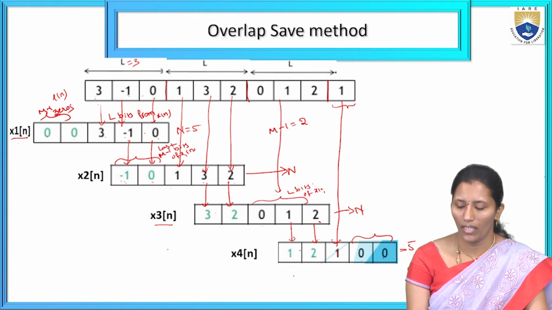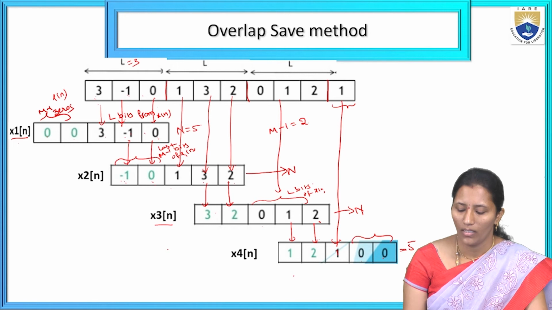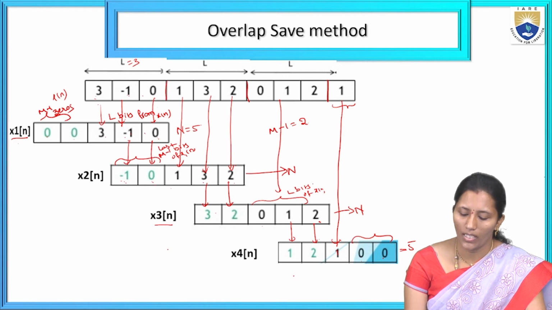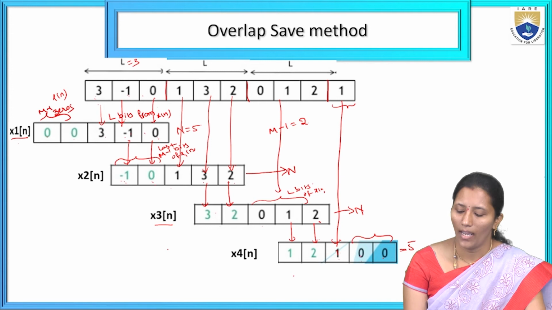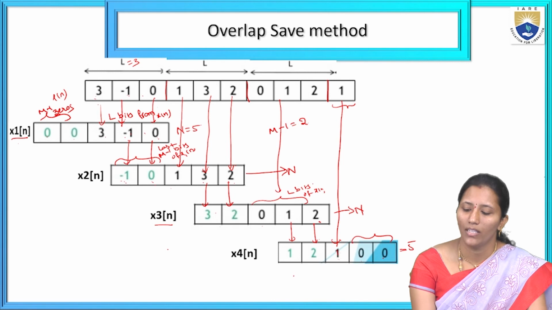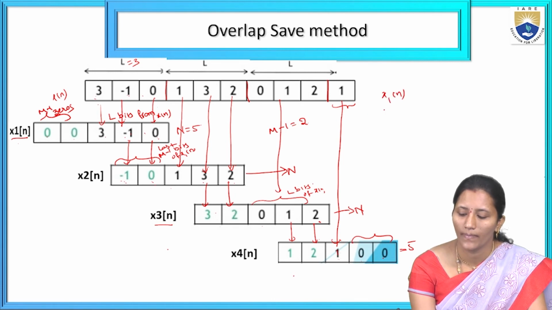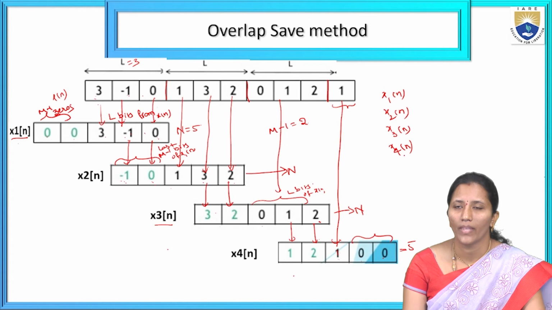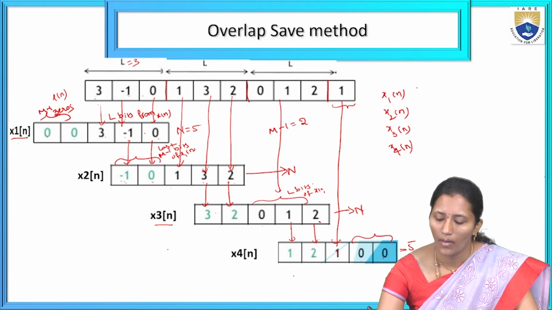And x4 of n, here the last bit we have is 1. So for x4 of n, this 1 is the last m minus 1 bits of x3 of n, followed by the last bit from the x of n, and the length should contain 5. N is 5, we are assuming, so each segmented block should contain 5 samples. So the last 2 bits we are adding zeros. So in this step we are segmenting the x of n into x1 of n, x2 of n, x3 of n and x4 of n.